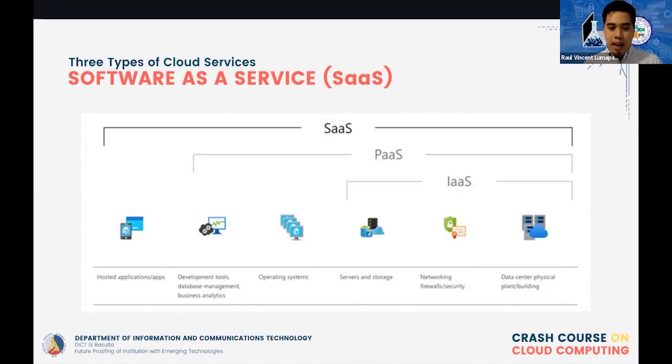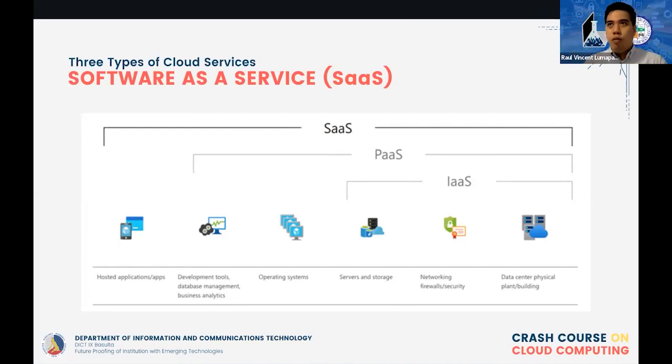So IaaS is focused on providing storage and servers, security, and data centers. Your servers are in your data centers. So those are the solutions that are provided by your IaaS.